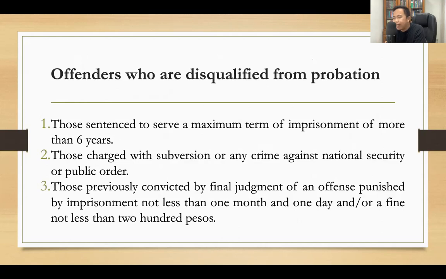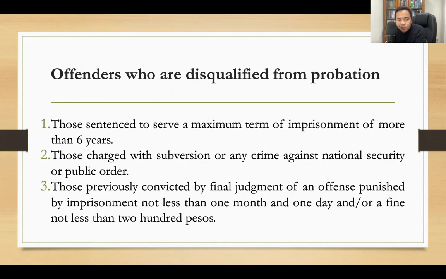So, probation. If the accused is convicted, he can apply for probation. Meaning if he applies for probation, then he will be released. Instead of serving his sentence inside detention facilities, he can be released from prison. But there are certain offenders who are not qualified for probation. One, those sentenced to serve a maximum term of imprisonment of more than 6 years. If the maximum term of imprisonment is more than 6 years, then the accused is disqualified from availing of probation.